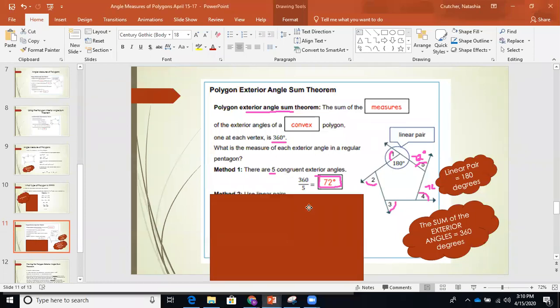Then, if we look at the second method, we can use linear pairs. So I'm just going to clear this out. Here, the linear pair is showing you that this exterior angle plus the interior angle is 180 degrees. They are creating that straight line. And let me just redo that.